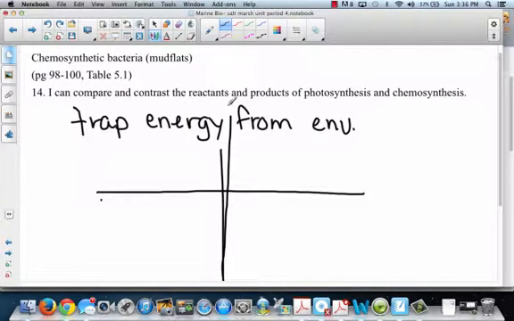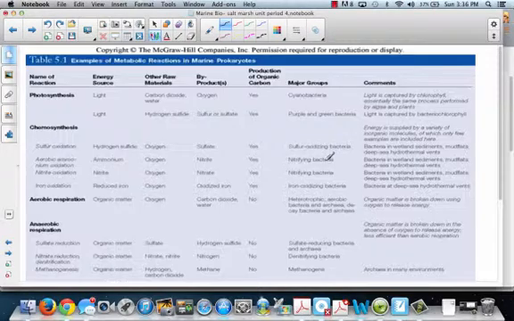Oh, all right, like that. And I want you to make a T-chart that compares and contrasts photosynthesis to chemosynthesis. And I want you to turn to page 98 in your book, on table 5.1, which I'm going to have on the screen right here. I want you to pause the video, and I want you to go over the differences. All right, so pause the video and look at this chart and compare photosynthesis to chemosynthesis.